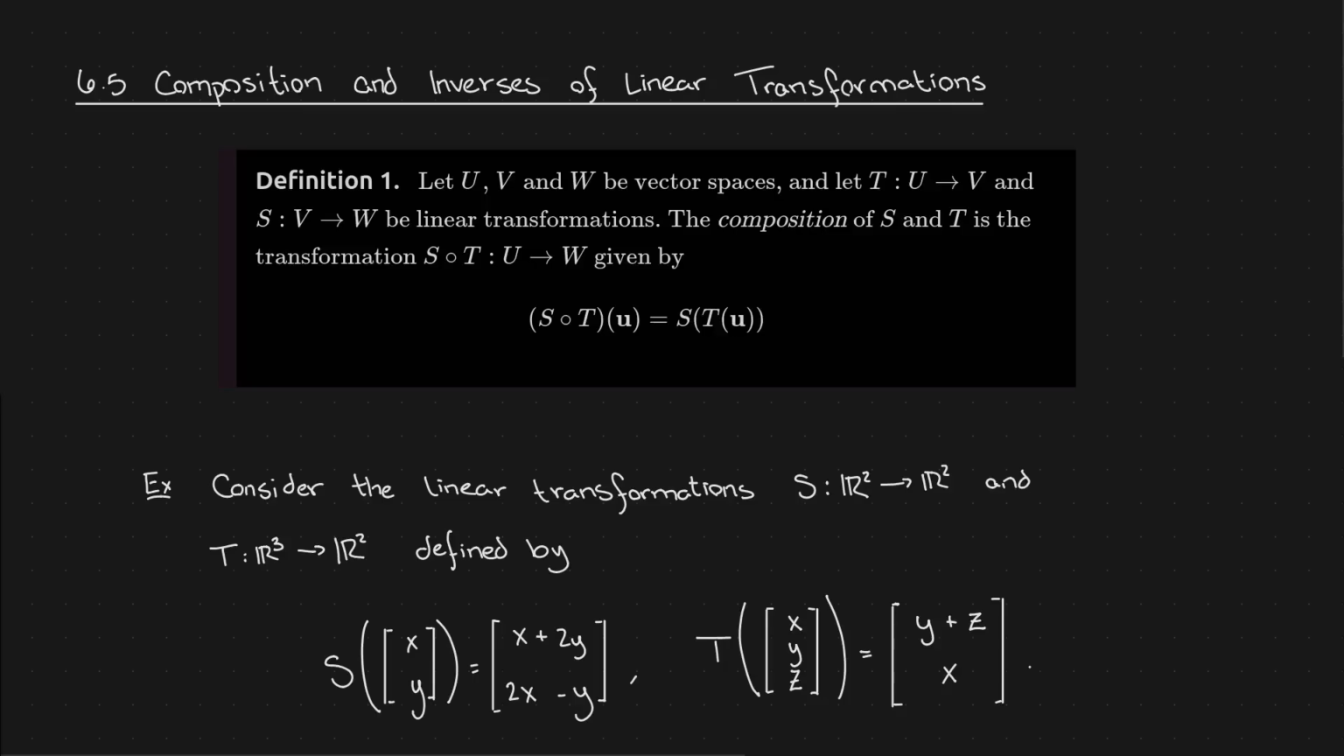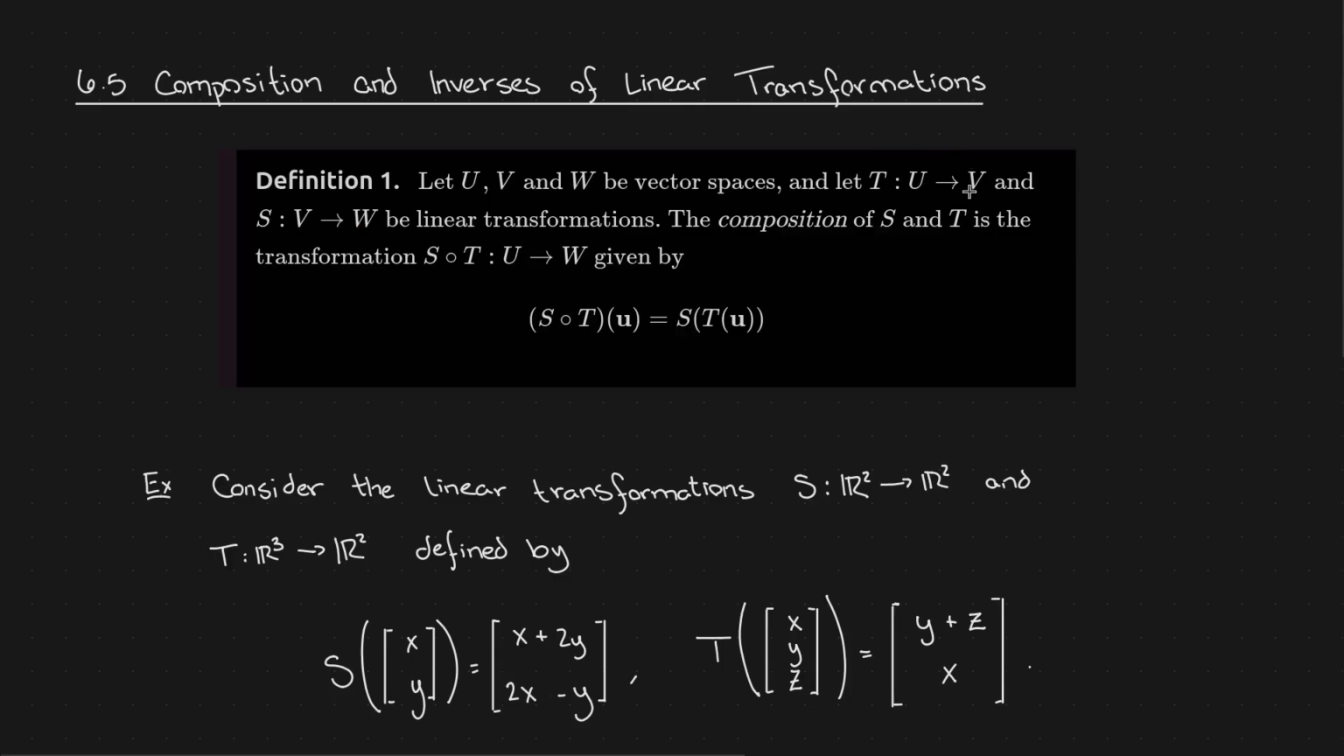In this section, we're going to talk about composing linear transformations and the inverses of linear transformations. So let's first talk about composition. Suppose we have two linear transformations. One linear transformation T transforms vectors from a vector space U into a vector space V. And another linear transformation S maps vectors from a vector space V into a vector space W.